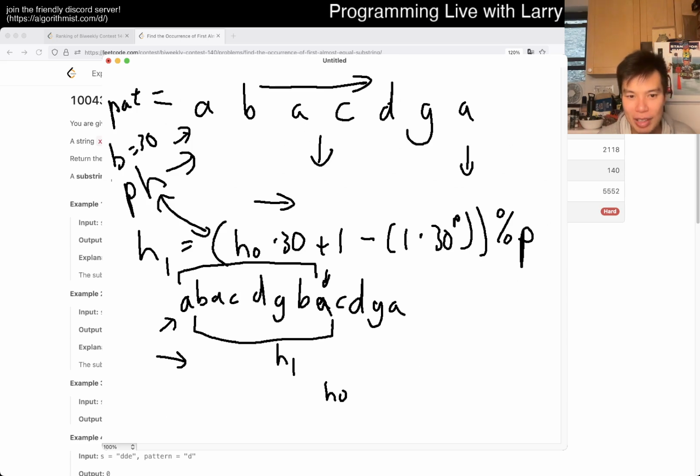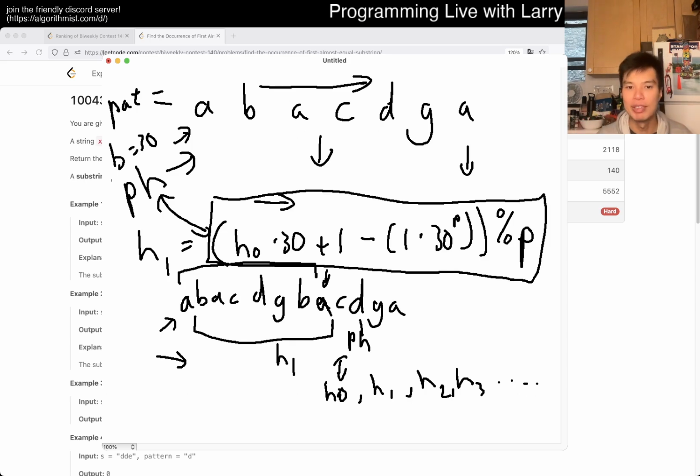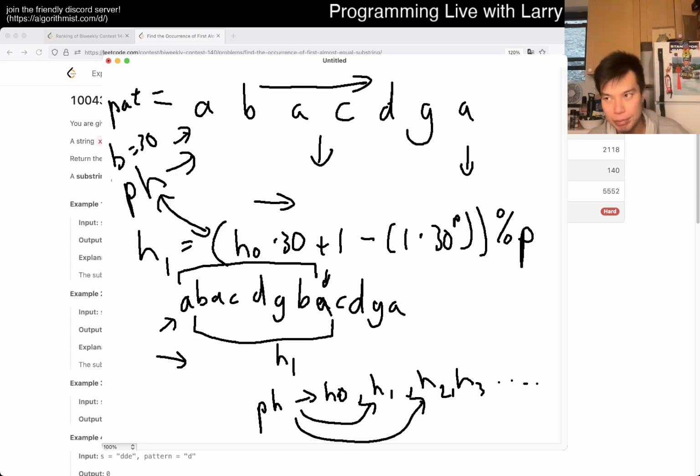Well, now we have h0, h1, h2, h3, dot dot dot. And the idea here is that if any of these, or well, we want the first one, so we just want to match it with pH. Because using the same algorithm, this should give us the same hash for the same length for the same one. So now we just check whether pH is equal to the first one, the second one, the third one, and so forth, and return early. The idea here, so this is, again, standard Rabin-Karp.